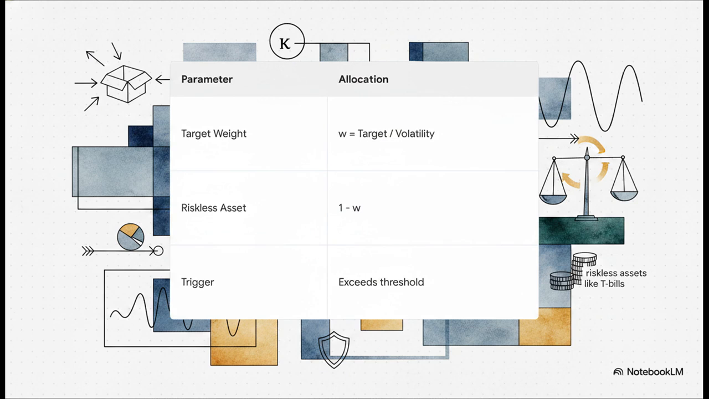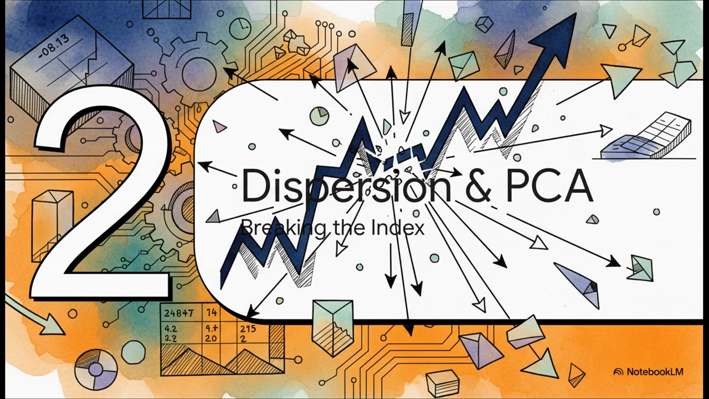Enter volatility targeting. Instead of keeping a static allocation, we dynamically adjust our capital. We calculate our target weight in the index simply by taking our target volatility and dividing it by the index's current volatility. Whatever capital is left over just sits in a riskless asset like T-bills. But we definitely don't want to rebalance every single day. That just leads to massive overtrading and fee drag. Instead, we use a rebalance trigger, a mathematical threshold called kappa, so we only trade when our allocation actually drifts past a certain boundary.